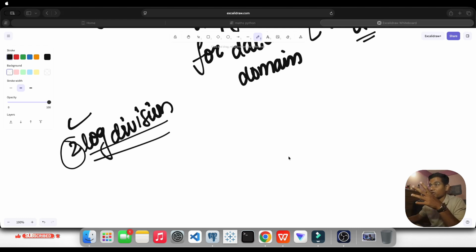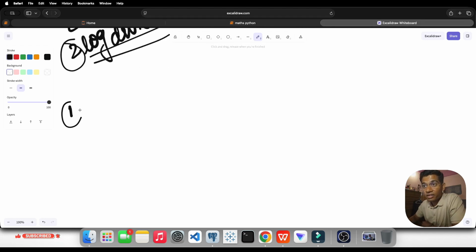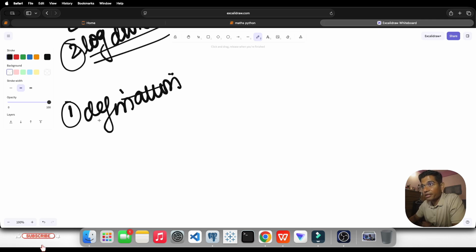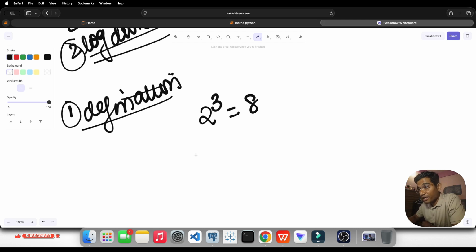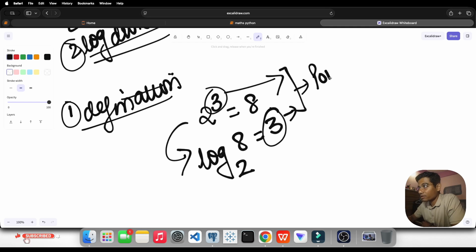So first thing first, what is log? Log is just the opposite of exponent. And how do we write it? Let us first see the definition. We write exponents and power like this. And how do we write this in log? We write log base 2 of 8 equals 3. What is this? Same as the power. What is 2?